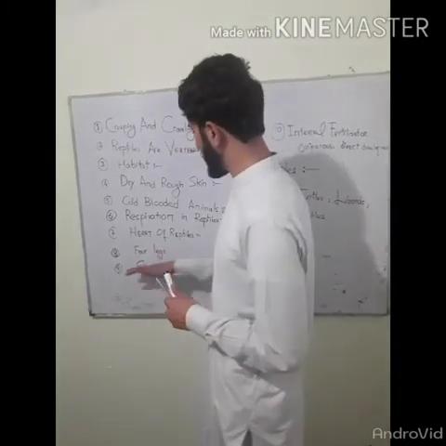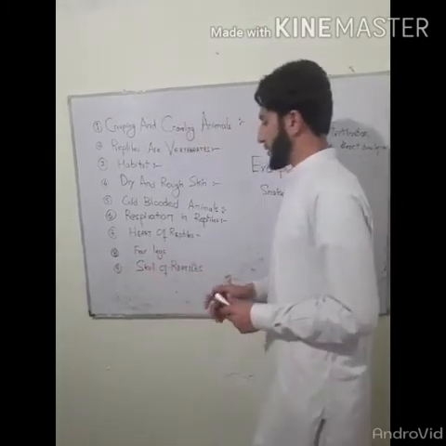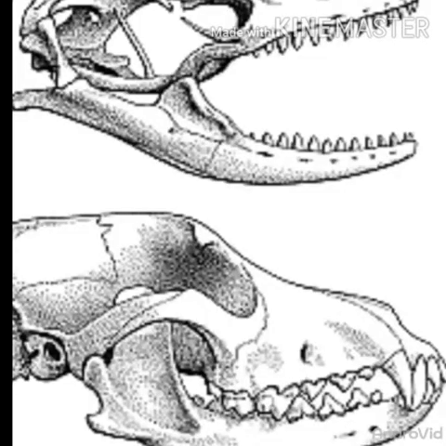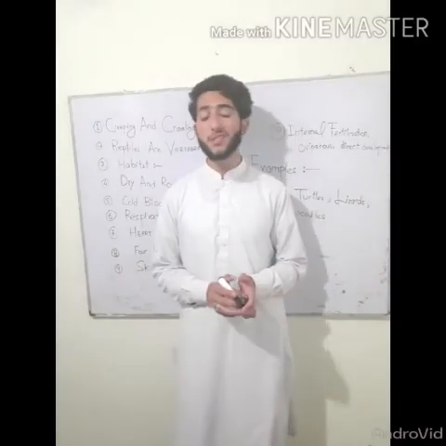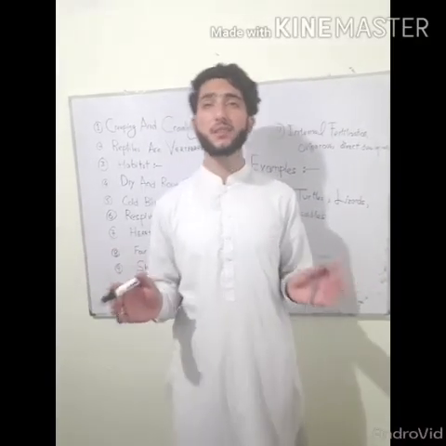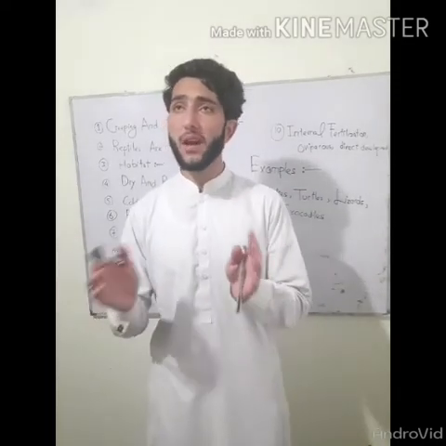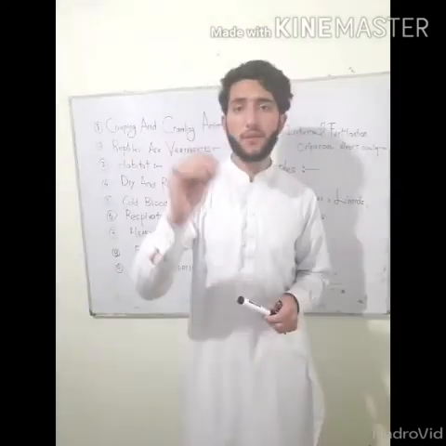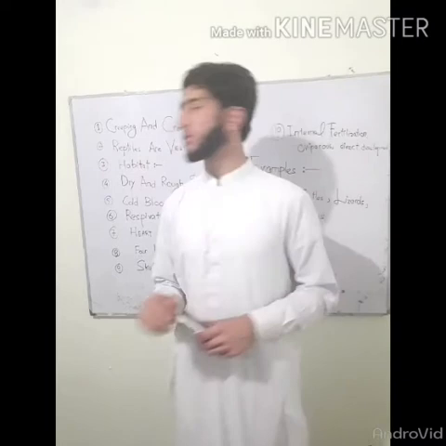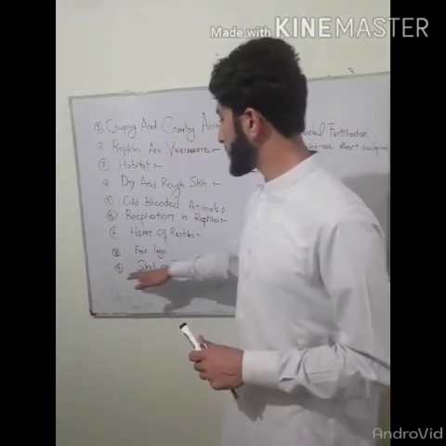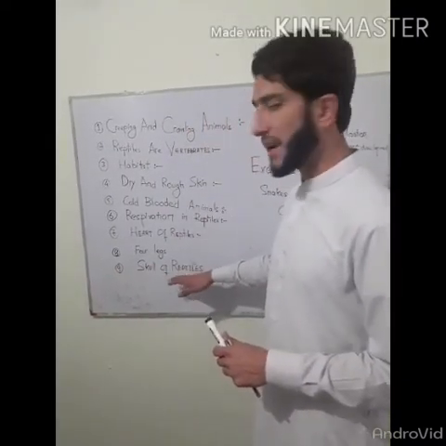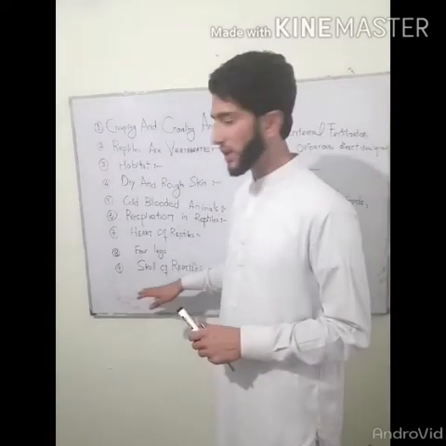Now we come to the skull of reptiles. The skull of a reptile is monocondylic, which means that the skull has a single occipital condyle. What is meant by a single occipital condyle? It means that at the back of the skull there is a bony nub which articulates with the first vertebra. So the skull of a reptile is monocondylic.